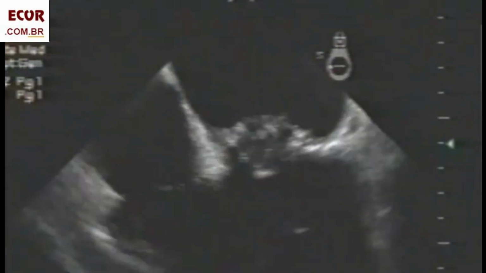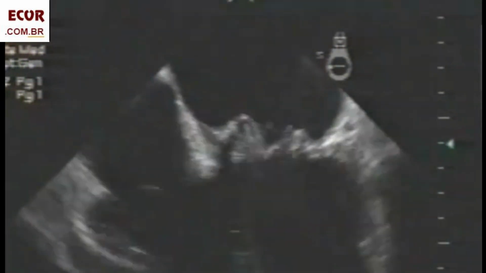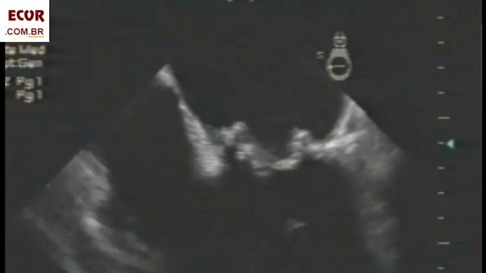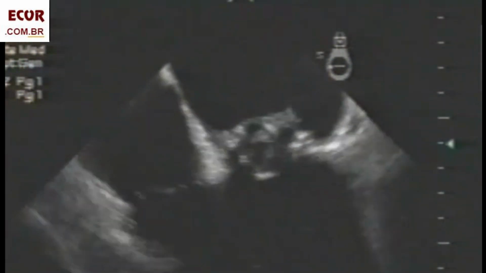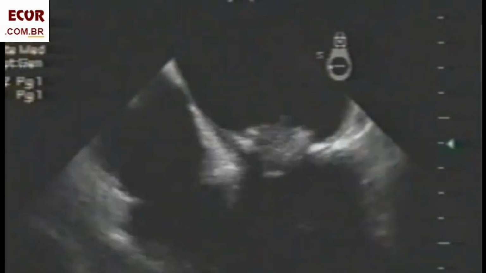Another TEE with many vegetations. We see their mobile borders, and for sure the clinical situation of the patient is more important than anything to make a differential diagnosis here, not with pannus, but with thrombus.